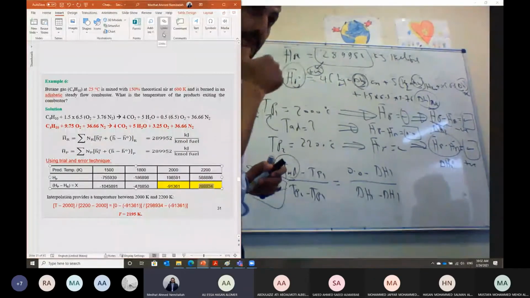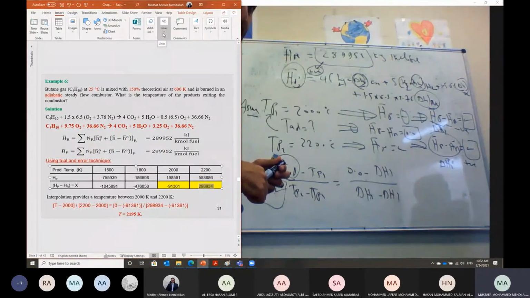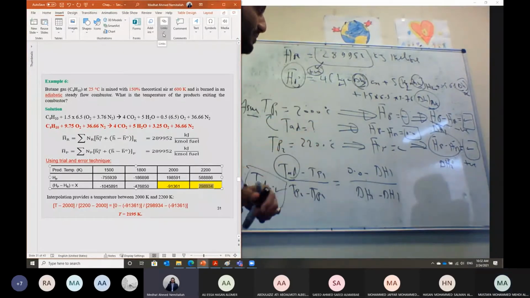Is that clear? Yeah. So, Doctor, can we choose just a random low temperature and a random very high temperature? Yeah, and the accuracy of the interpolation in this case will be low.